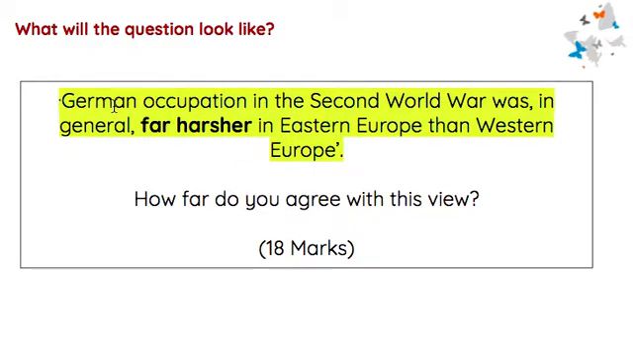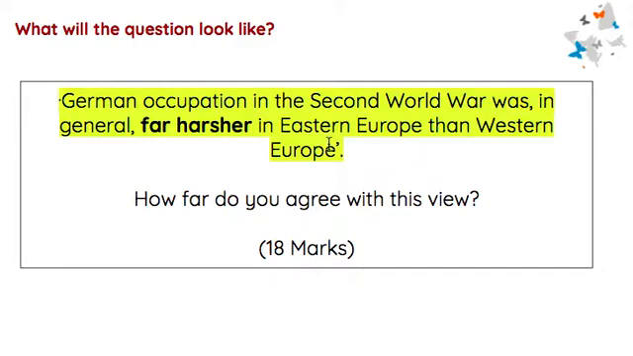So this person is saying German occupation. An occupation, we've learned in lesson, means the action or state of being taken over by military force. So the Nazis taking over different areas by military force. In the Second World War. Now, examiners often do this to try and trick you. We know what the Second World War is, we know the dates, they're 1938 to 1945. Was, in general, far harsher in Eastern Europe than Western Europe.